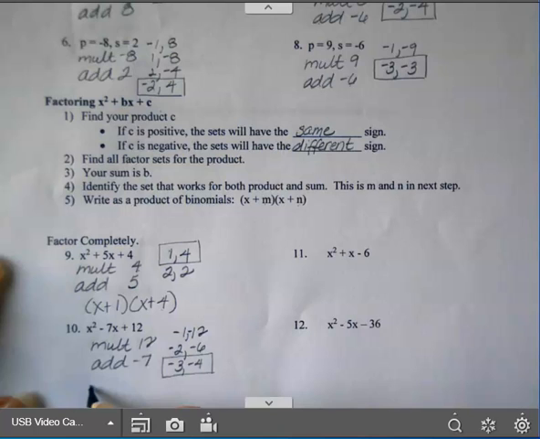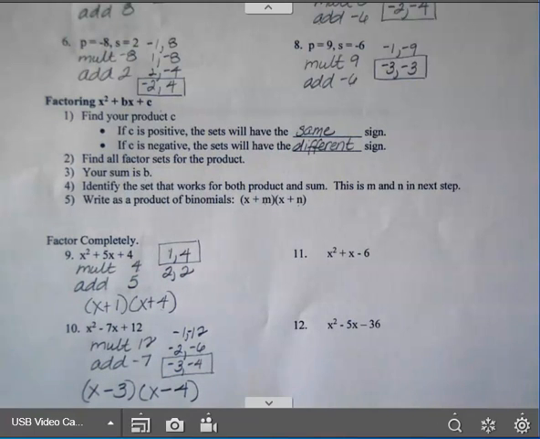And so I fill that in for m and n. So this is going to be x plus negative 3, which is the same thing as x minus 3. And then the other is x plus negative 4, which is the same as x minus 4. And again, it doesn't matter which order you put the two factors. You could put x minus 4 first and then x minus 3 second if you wanted to.